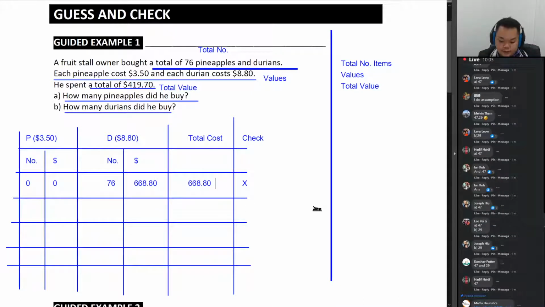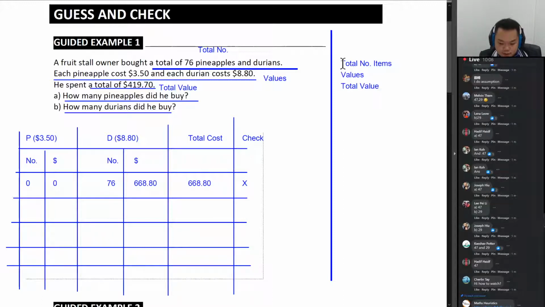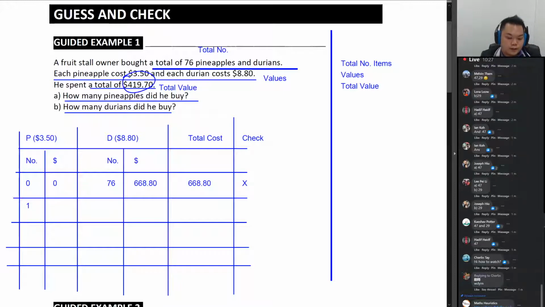So the idea here in guess and check is because you don't know what exact combination you have, the intention is to get you to adjust the numbers such that you are able to obtain the exact combination that gives you 76 pineapples and durians and a total value of $419.70.